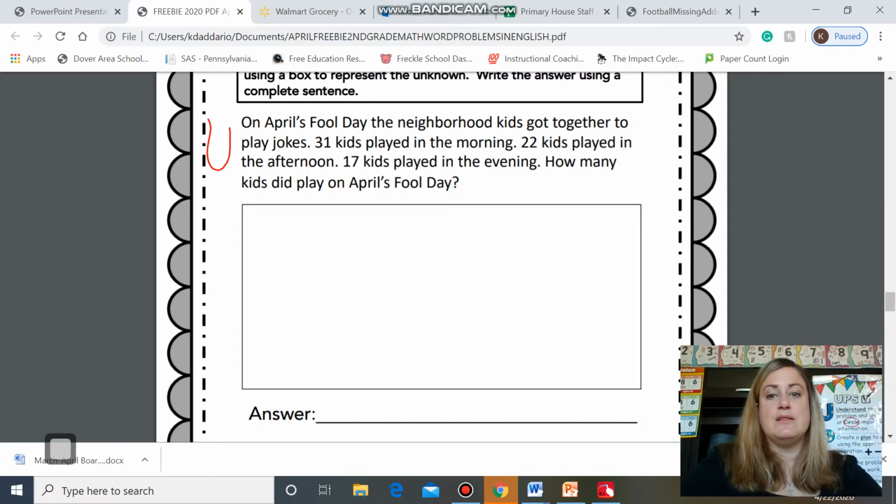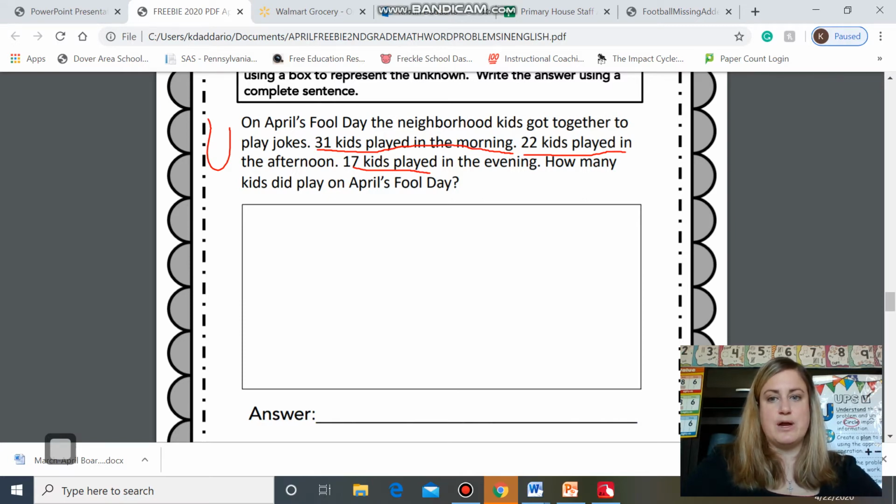31 kids played in the morning. That's important, so I'm going to underline that sentence. 22 kids played in the afternoon. Again, I'm going to underline that because it's telling me how many kids. I'm just going to do 22 kids; I don't need to do the whole sentence. 17 kids played in the evening. Again, that's important, so I'm going to underline that part of the sentence. How many kids did play on April Fool's Day?